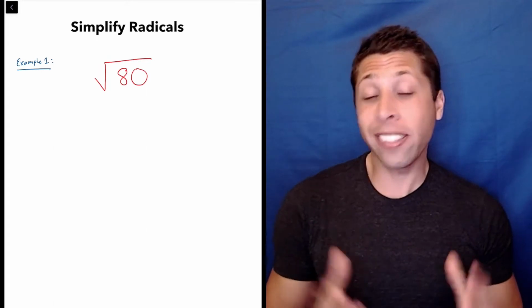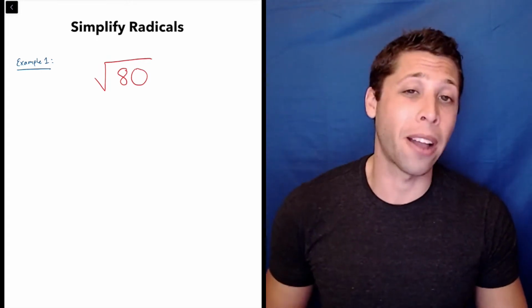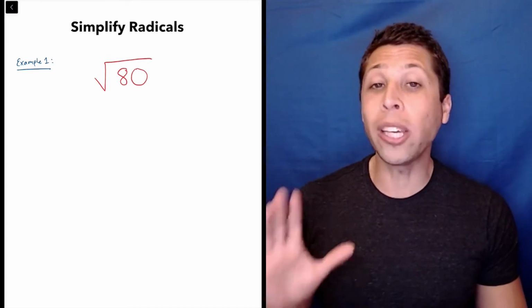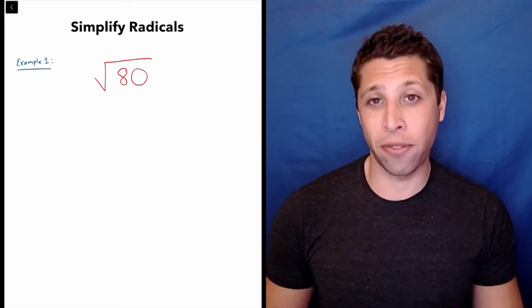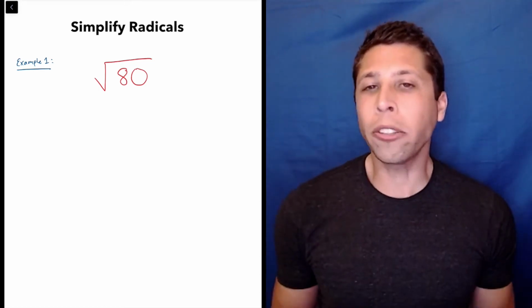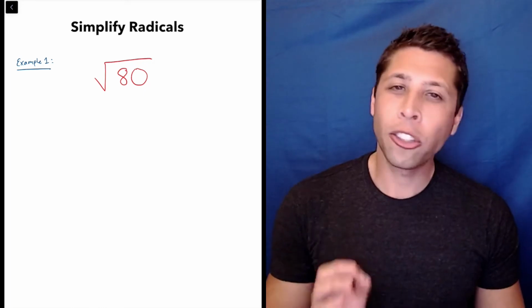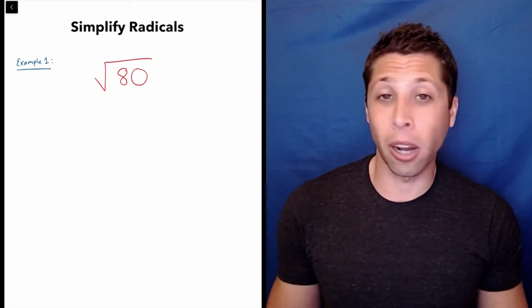Simplifying radicals is actually very similar to the way that we simplify fractions. In both cases, we can think about the prime factorization of a number. Basically, what are its most simple components? Start by thinking of any factors of the number under the radical.